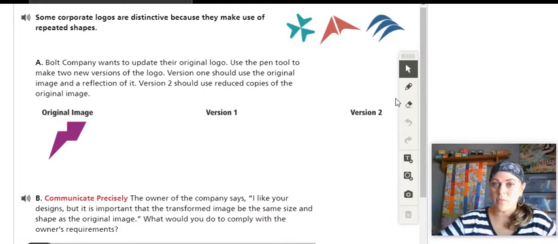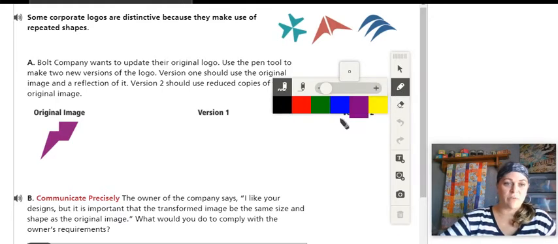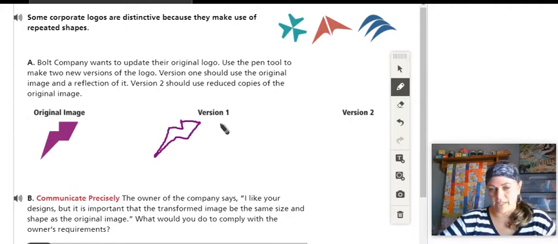So grab your pen. I'm going to be terrible, and that's okay with me. If it's okay with you, just don't look, do it yourself. So I'm going to go like this, kind of copying the image as terribly as possible. Hopefully you can recognize that.